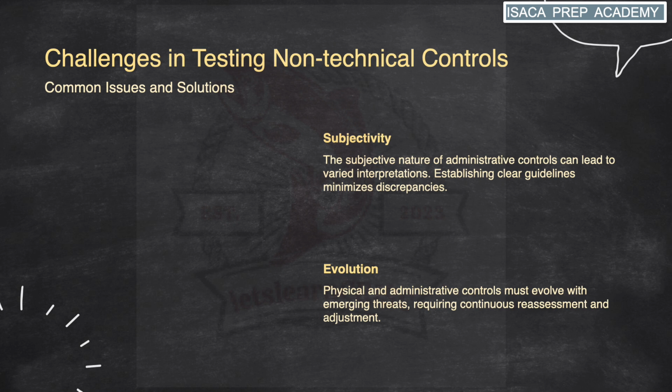Friends, by continuously reassessing and adjusting physical and administrative controls in response to emerging threats, organizations can enhance their overall security posture and effectively mitigate the risks. And this proactive approach ensures that security measures remain robust and adaptive, enabling organizations to stay ahead of evolving security challenges and protect their assets, data, and personnel from potential threats.